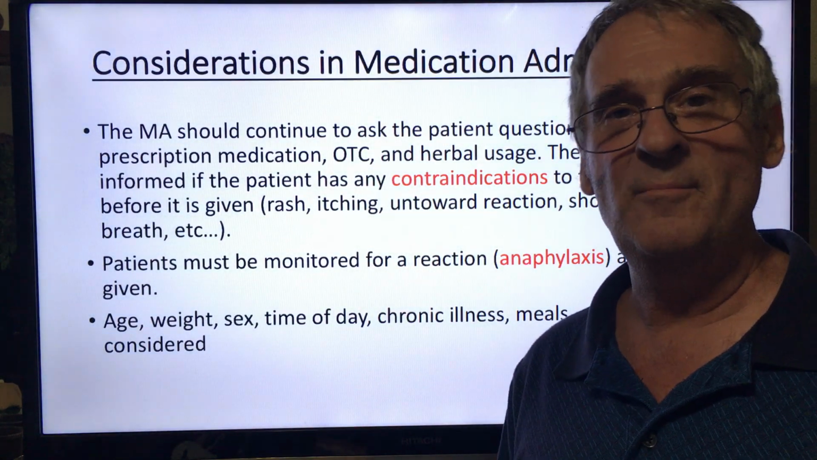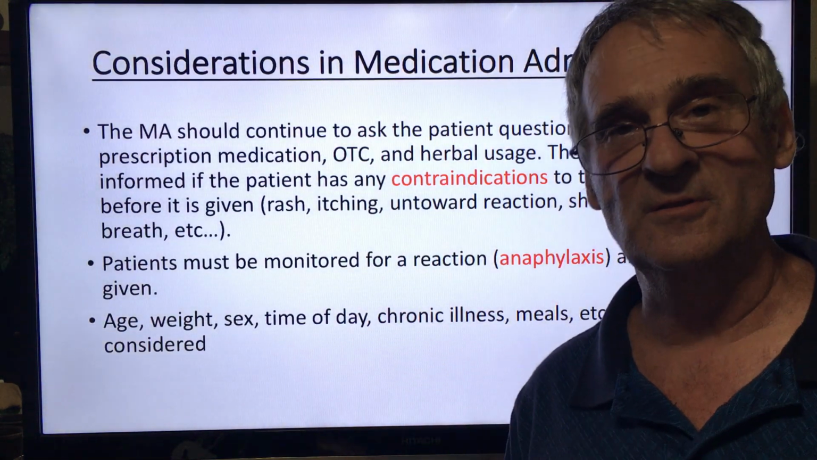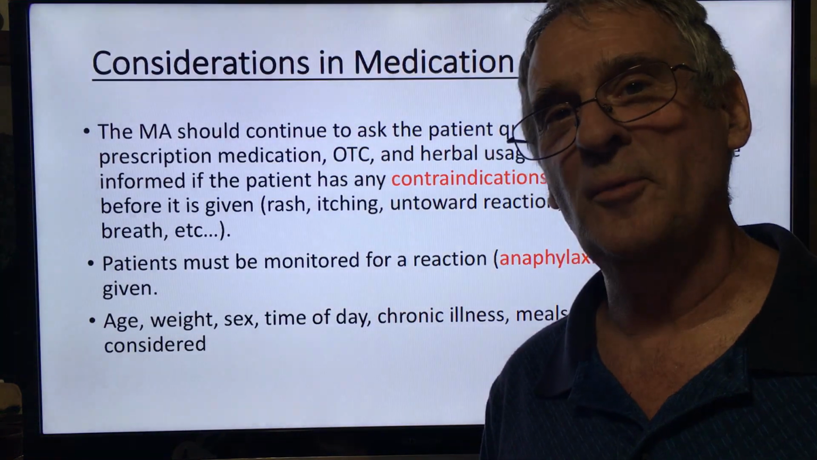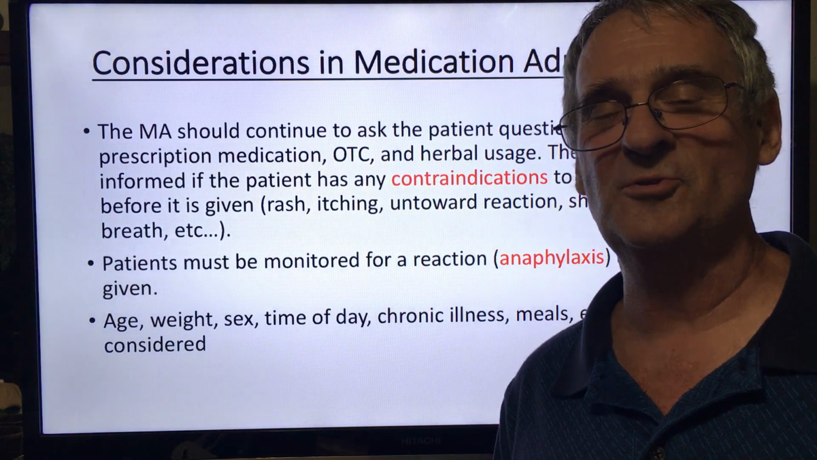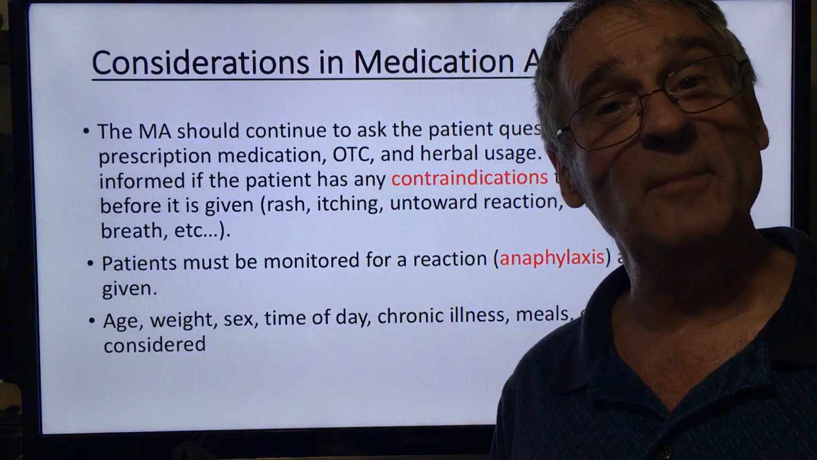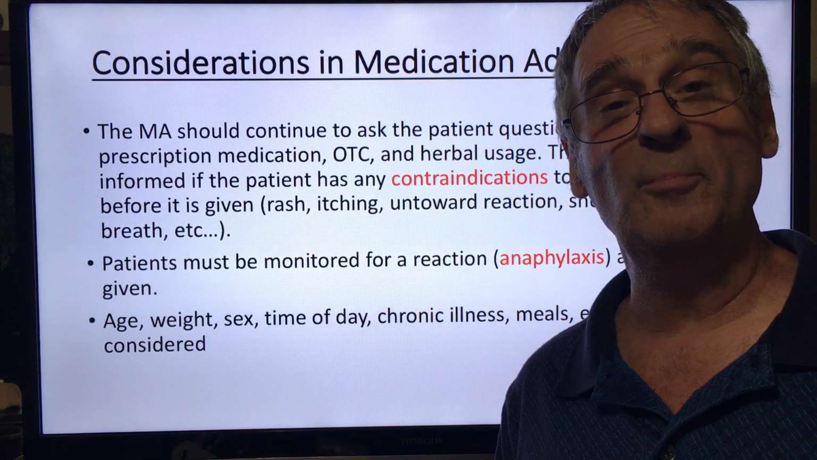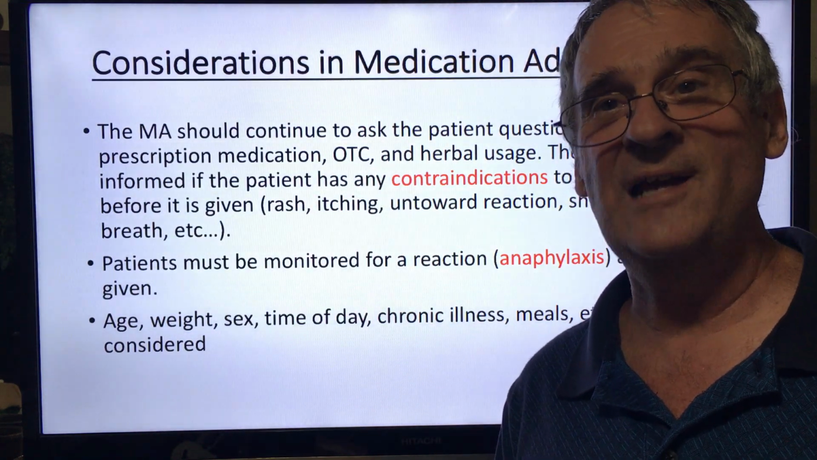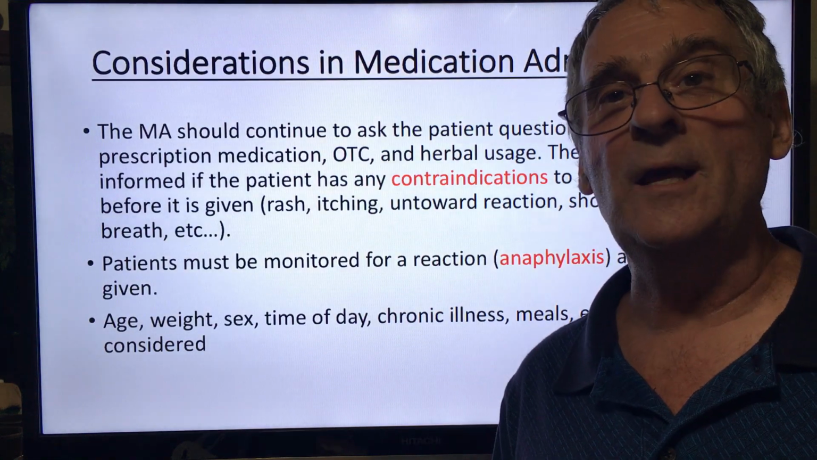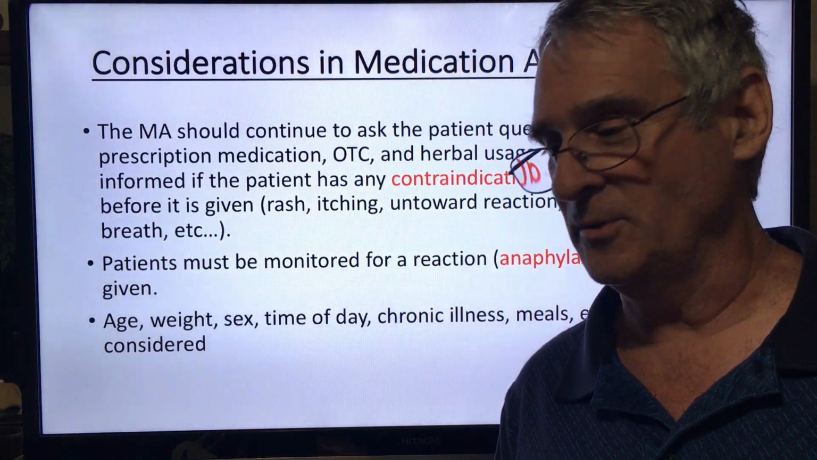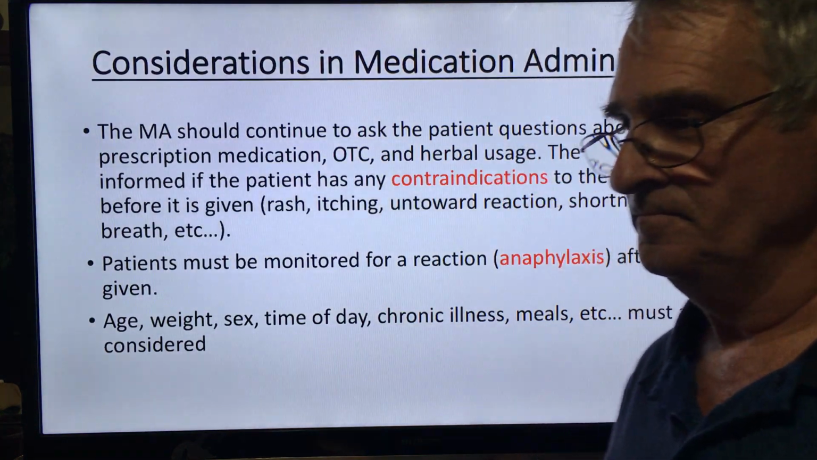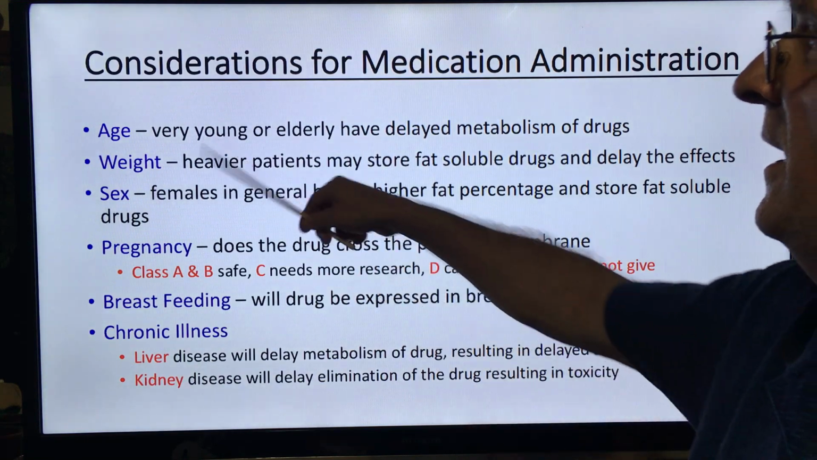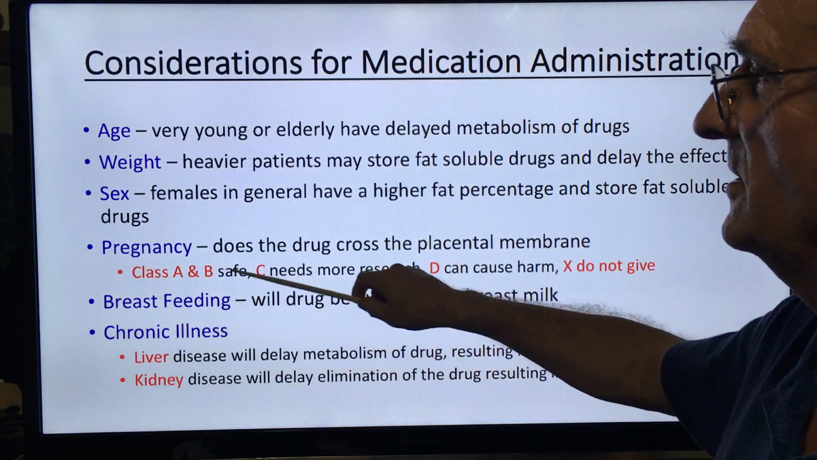Interestingly enough, we give a lot of medications to patients who have chronic illnesses. But chronic illness will impair the body's ability to absorb and distribute those medications, particularly conditions that would leave a patient dehydrated, because the body relies on a good hydrated state to be able to move these drugs around throughout the body. Okay? So again, age, weight, sex, we've already talked about these.